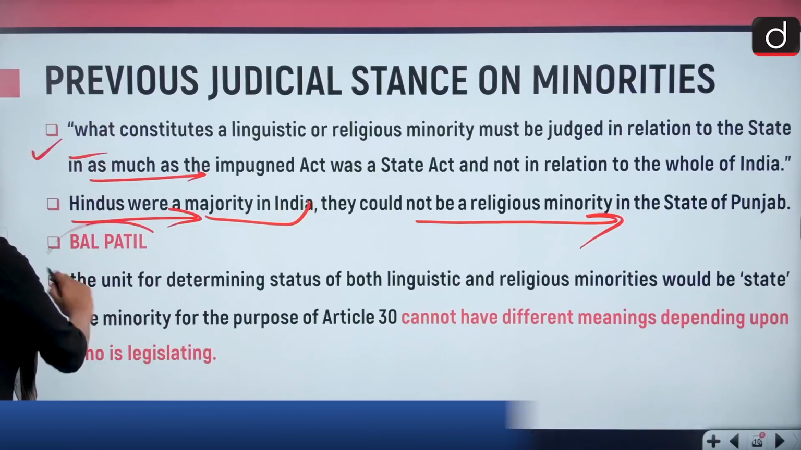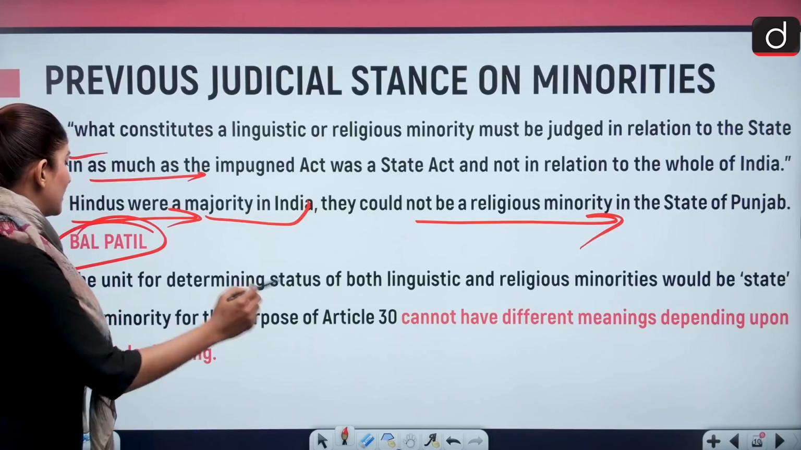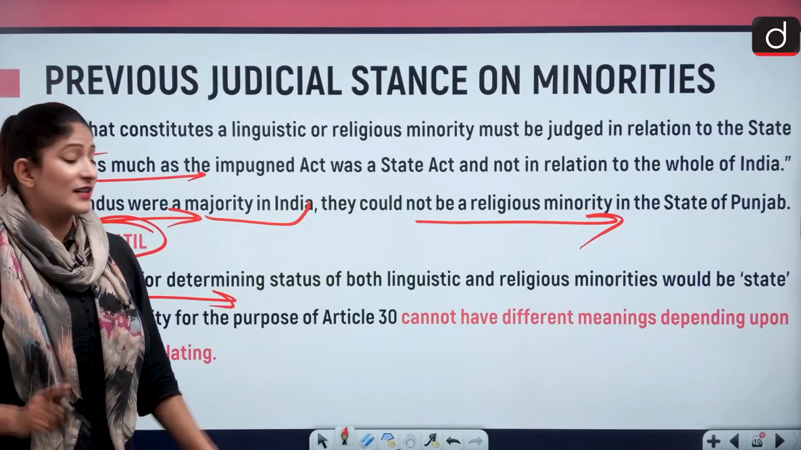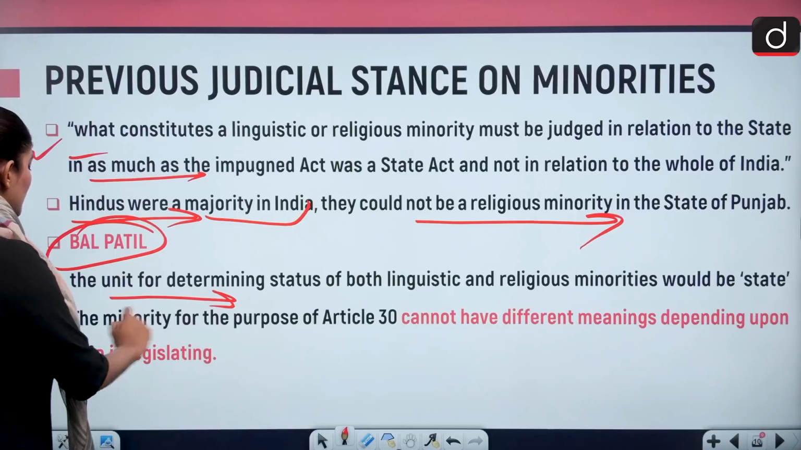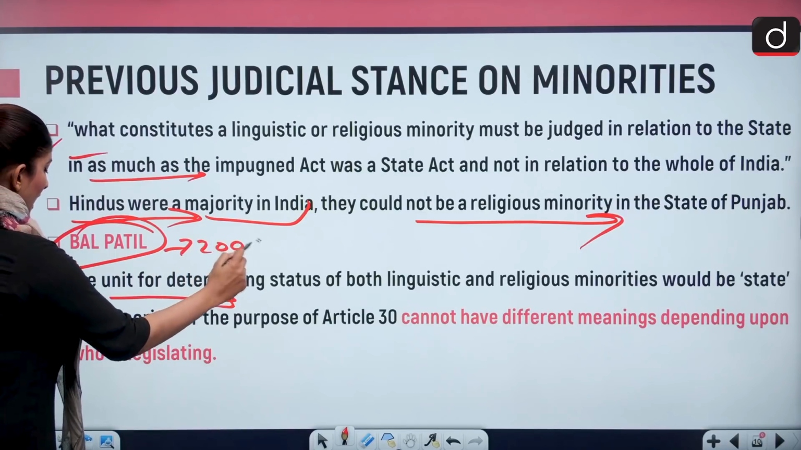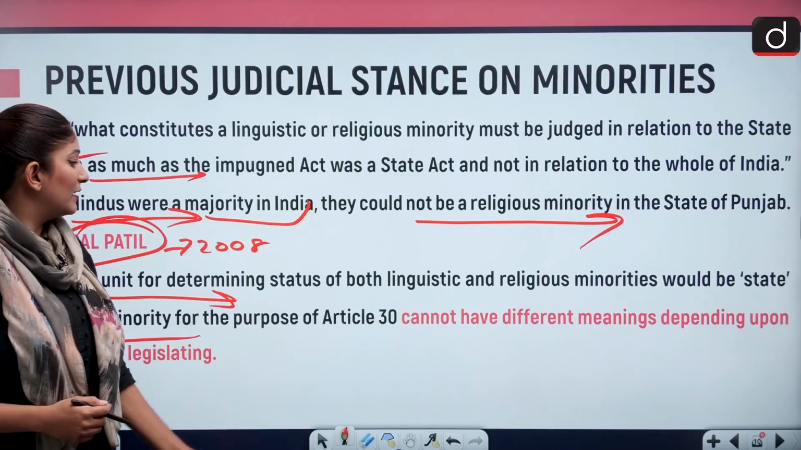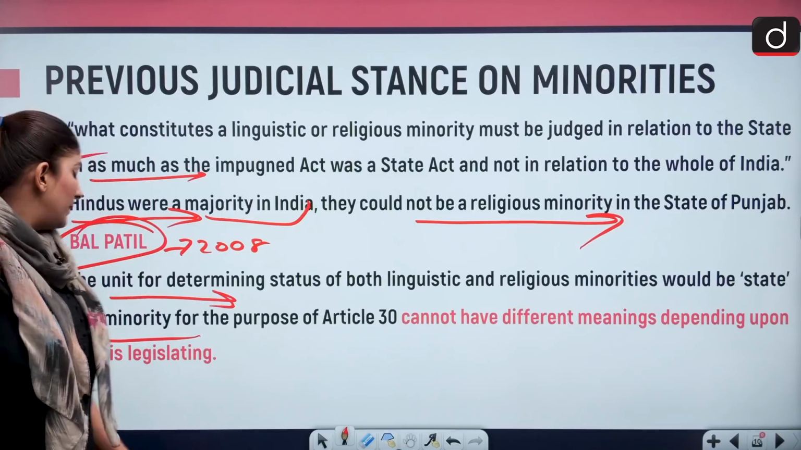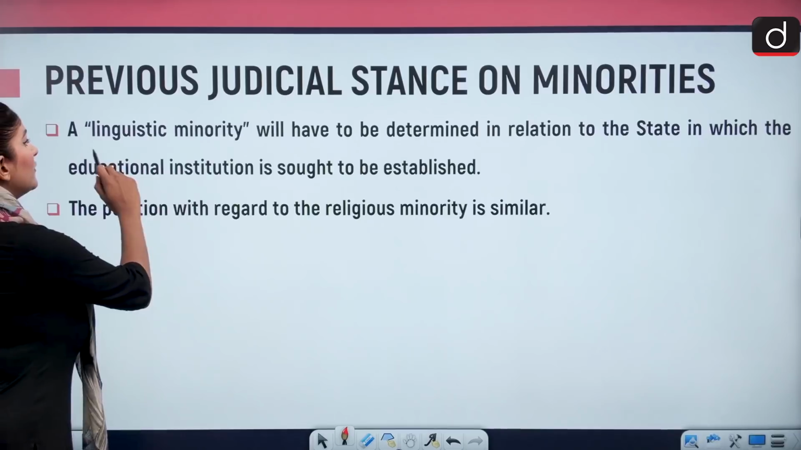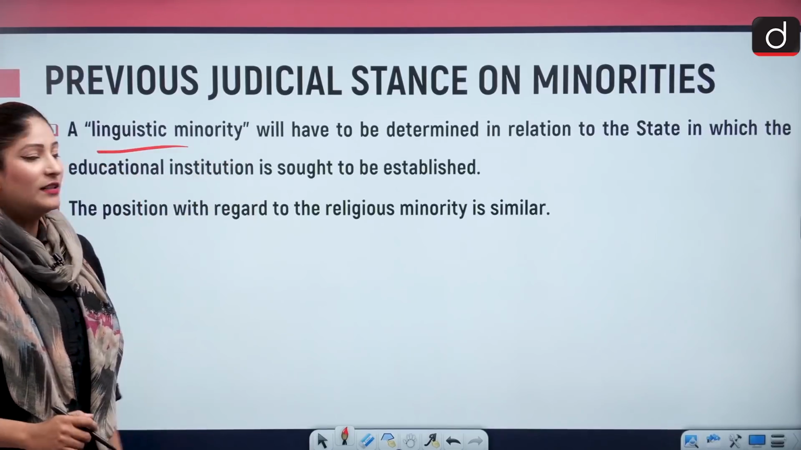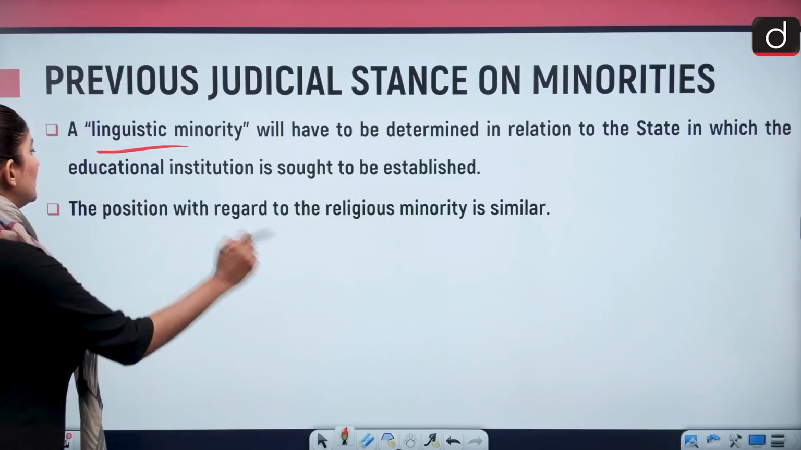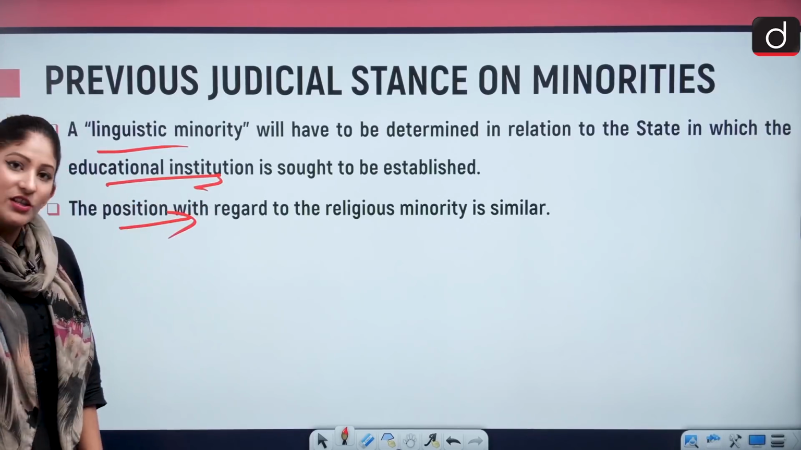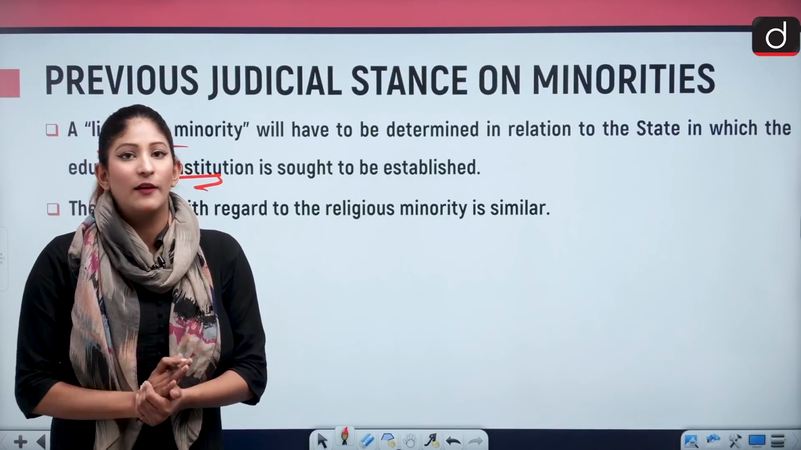Again, in the Bal Patil case of 2005, the unit for determining the status of both linguistic and religious minority would be the state. It is explicitly said in this case. The minority for the purpose of Article 30 cannot have different meanings depending upon who is legislating, who is making the law. It cannot be differential. Also, it was said that a linguistic minority will have to be determined in relation to the state in which the education institution is sought to be established, and the position with regard to religious minorities is similar, because according to Article 30, they have to be brought at par.